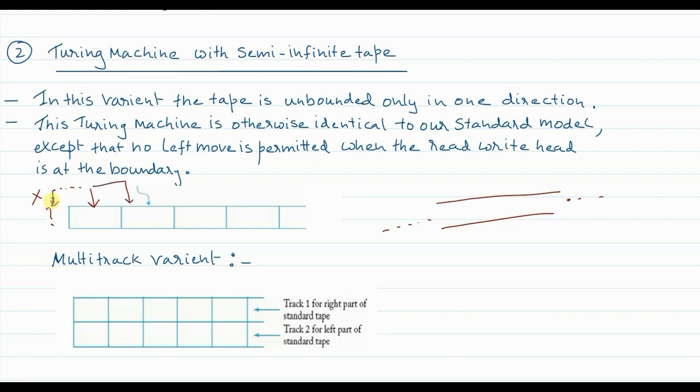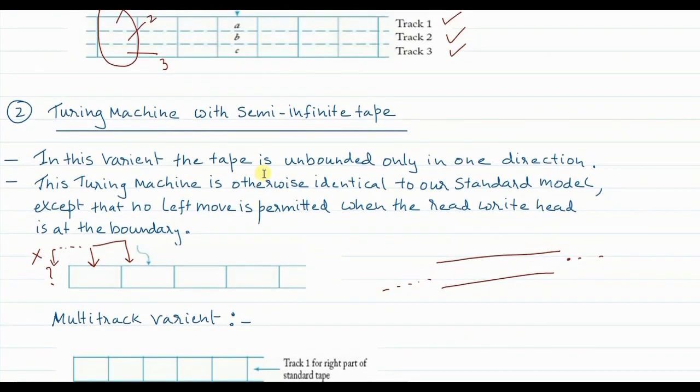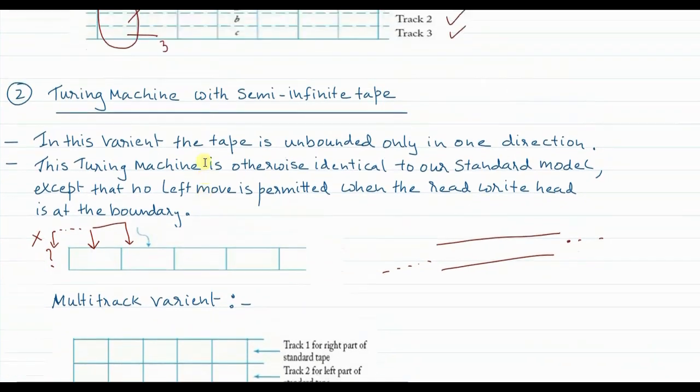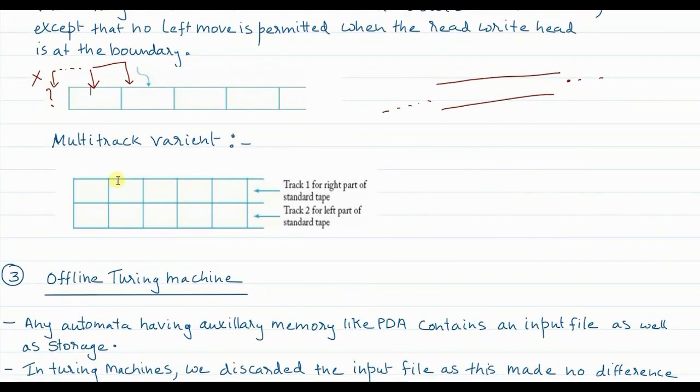Now when it is in the second cell here, it can very well go one place to the right or one place to the left. But whenever the read write head is present on the first cell over here, it will not be able to go still further left. There is a boundary here. That's the only difference. Otherwise, the working of this Turing machine is exactly the same as your normal single tape Turing machine. So this is called the Turing machine with semi-infinite tape. Now, the multi-track variant of this: again there is a boundary here, and on the other side it is unbounded.